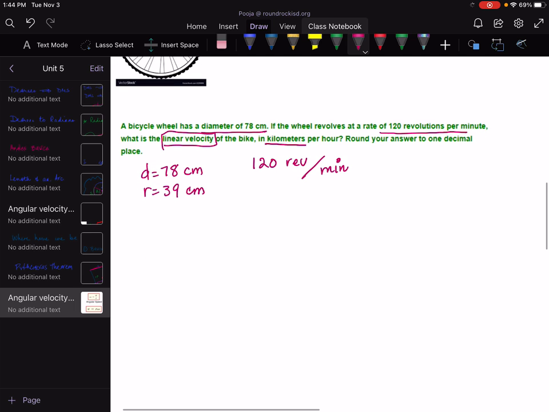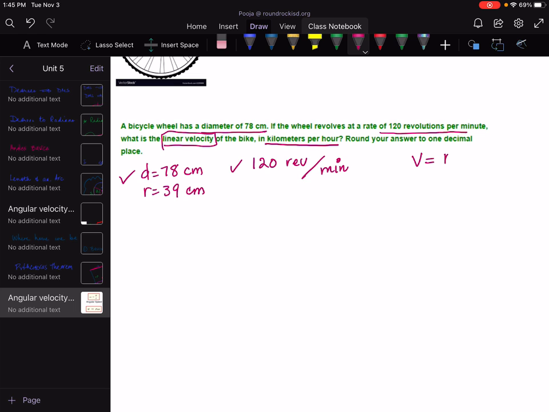So they're specific, they want this in kilometers per hour. Let's see what we get it in, and if it's not in kilometers per hour, then at the very end we'll convert it into kilometers per hour. So this is given, and what is asked?